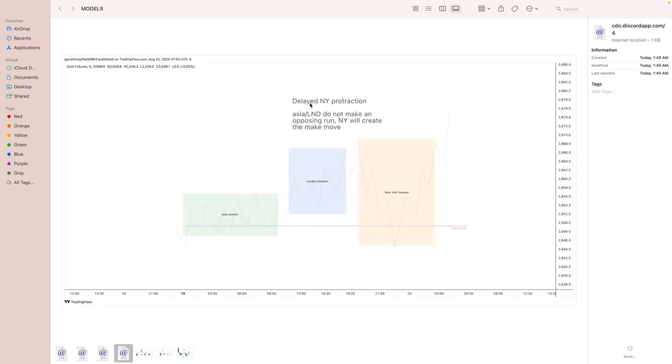And this one is the delayed New York protraction. It's when Asia and London do not make an opposing run. New York will create the fake move, not the main move. So what this is, right, if we're expecting a bullish day, what do we expect? Open low, high close? But you're going to see the previous two sessions don't make the low. So that's when New York will make the low and actually reverse off of these session lows, okay?